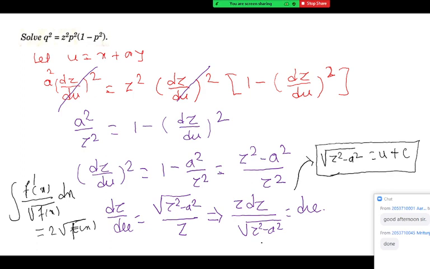Are you getting this? If you are not getting this step, what you can do is put z square minus a square equal to t, and then 2z dz is dt. So z dz is dt by 2, but in integration, the integration of 1 by root t becomes 2 root t, so that 2 gets cancelled and you'll have this only. I've written it directly. You can do it step by step if you want by putting z square minus a square equal to t. Clear?